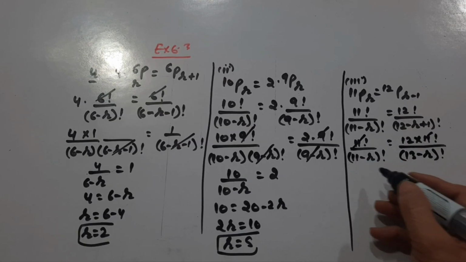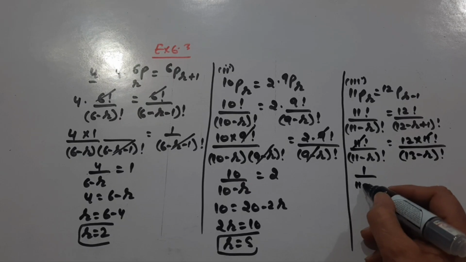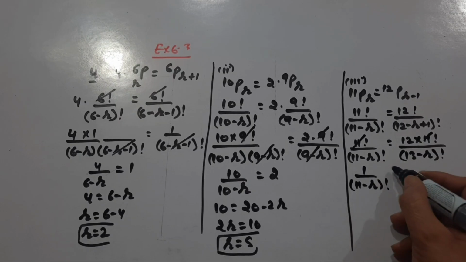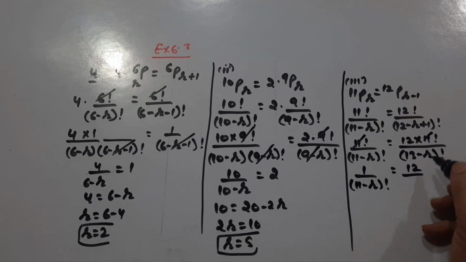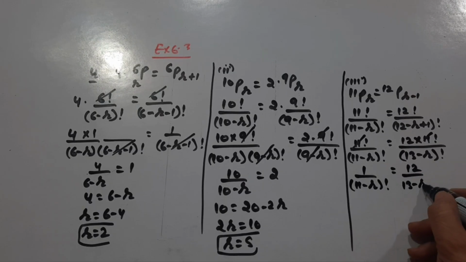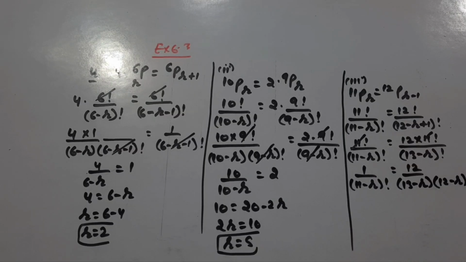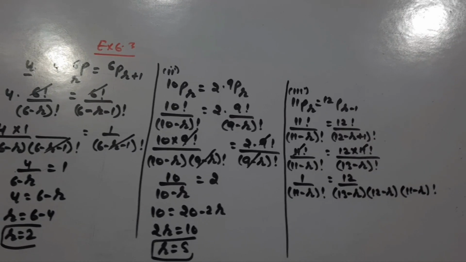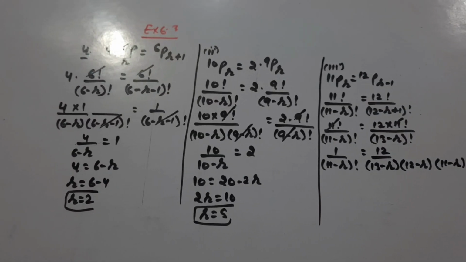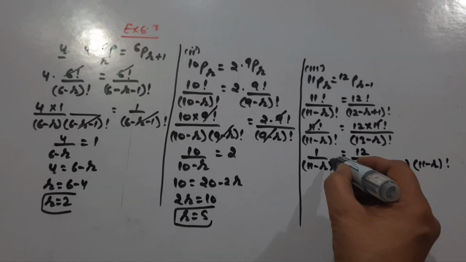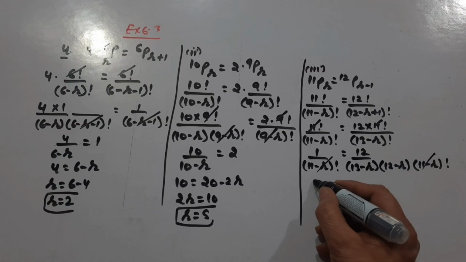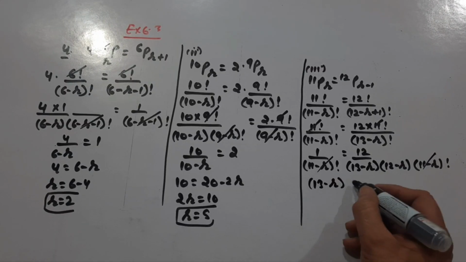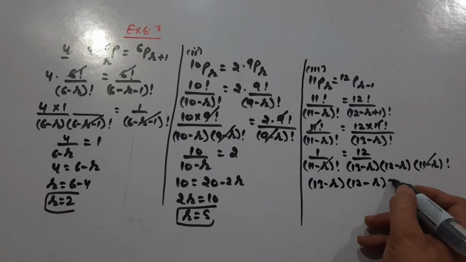Cancel these two. Now 11 minus r factorial equal to 12 upon 13 minus r factorial. Now solving 13 minus r factorial, it is 13 minus r into 12 minus r into 11 minus r factorial. Now cancelling 11 minus r factorial with 11 minus r factorial, we get 13 minus r into 12 minus r equal to 12.